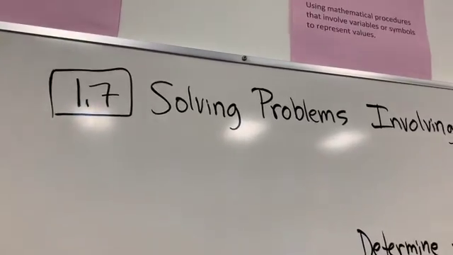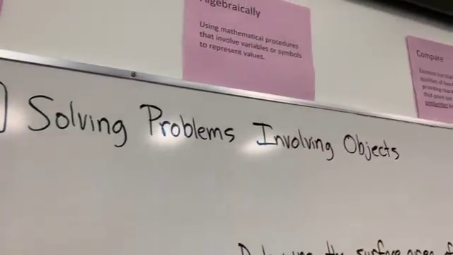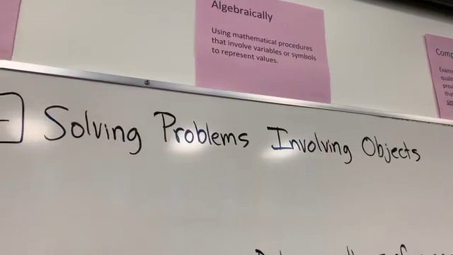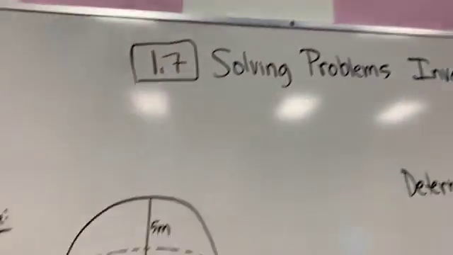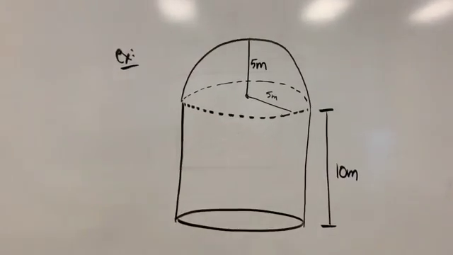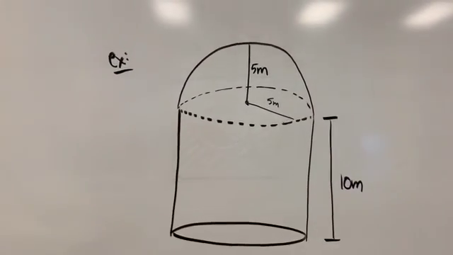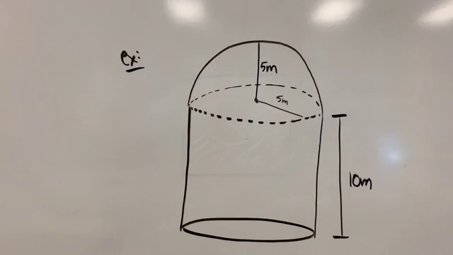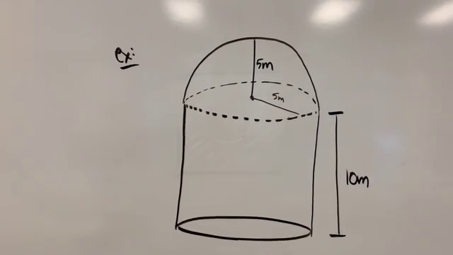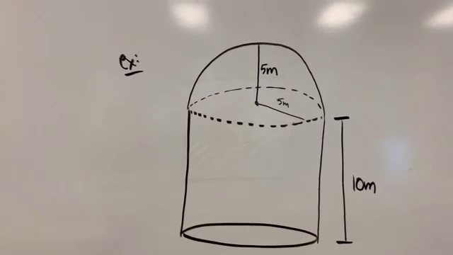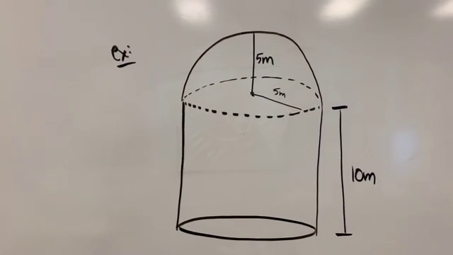This is our next example, the second example in 1.7, where we're solving problems involving slightly more complicated objects. So excuse the quality of my diagram here, but this is supposed to be a cylindrical shape with a half of a sphere on top of it. So hopefully you can picture that. I think the labeling helps a bit. And we're given some dimensions there.